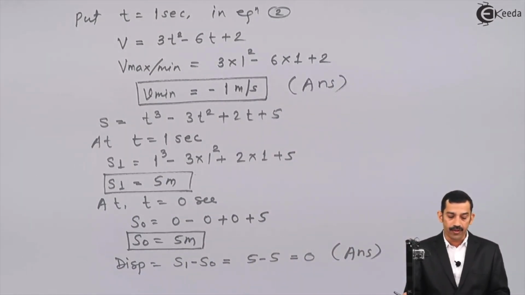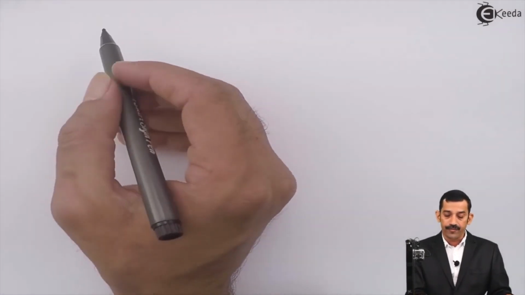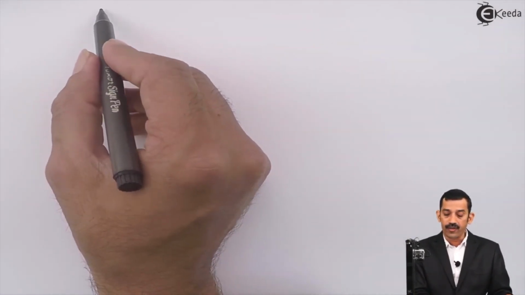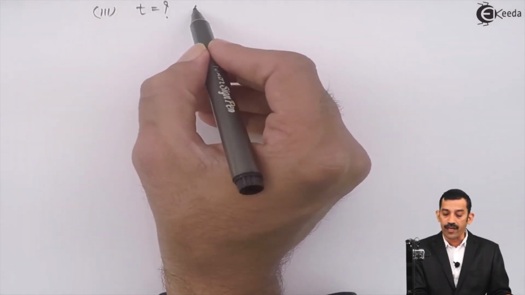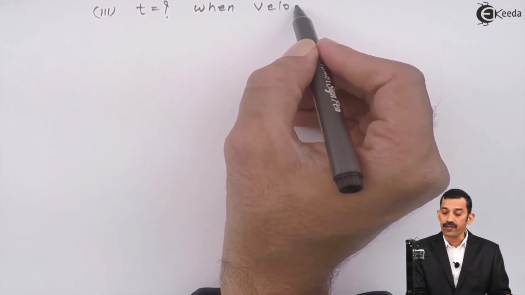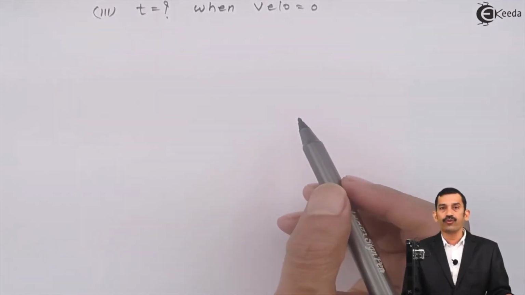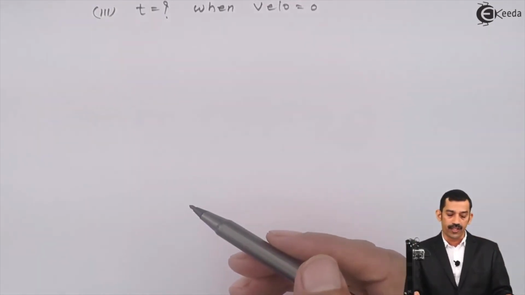Third part, what is the problem asking? Find the time when velocity is 0. The third part is comparatively easy. You have to find the time t when the condition is that velocity is 0. Now you know the equation of velocity. If the velocity equals 0, the time is easily found.